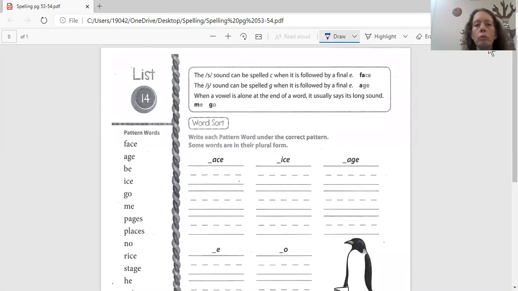Anyway, here we go. Name and date. I'm going to do mine in cursive. Today's date is 1/13/21.